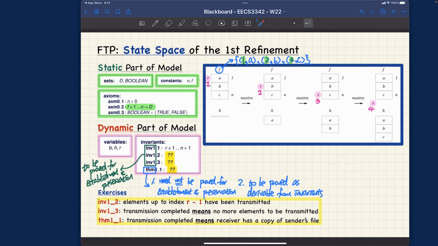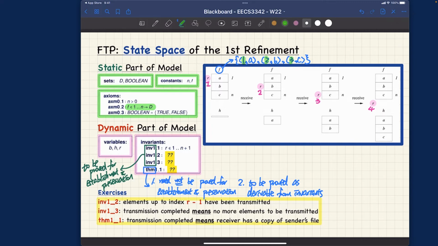What does it really mean when the R value is equal to 1? That means the first item is ready for transmission, but not yet transmitted. And for R being 2, that means the item at index 2 is ready for transmission. And more importantly, all the smaller indices in the sender file are assumed to have been transmitted successfully. Okay, it's really important to see that. Think about it this way.